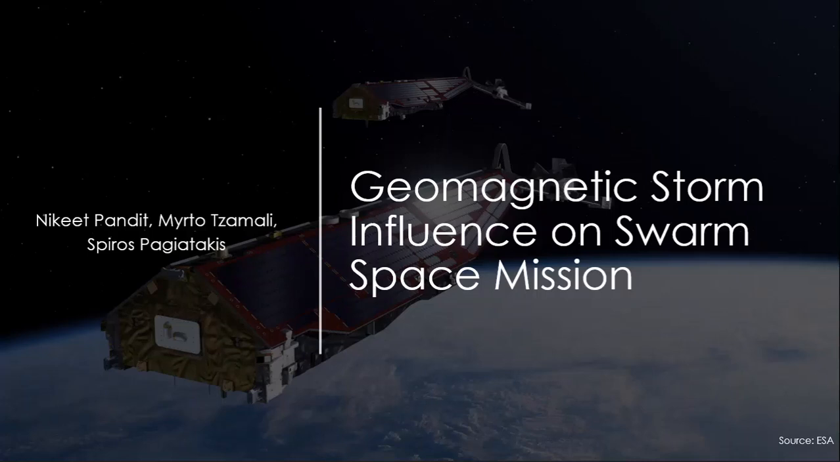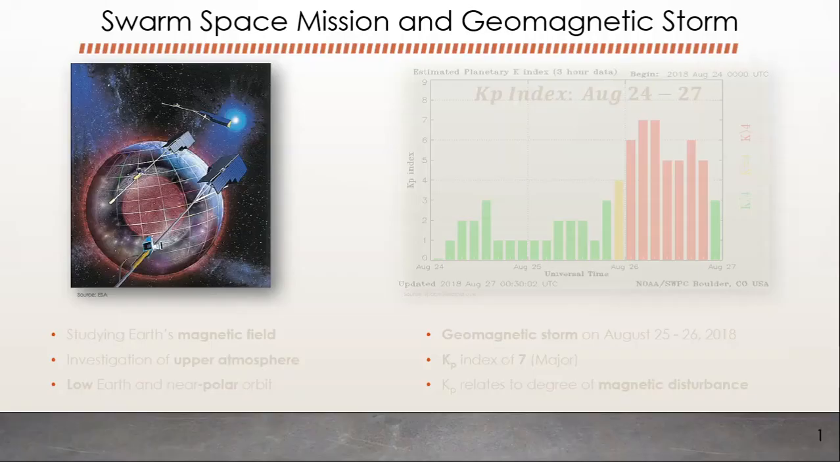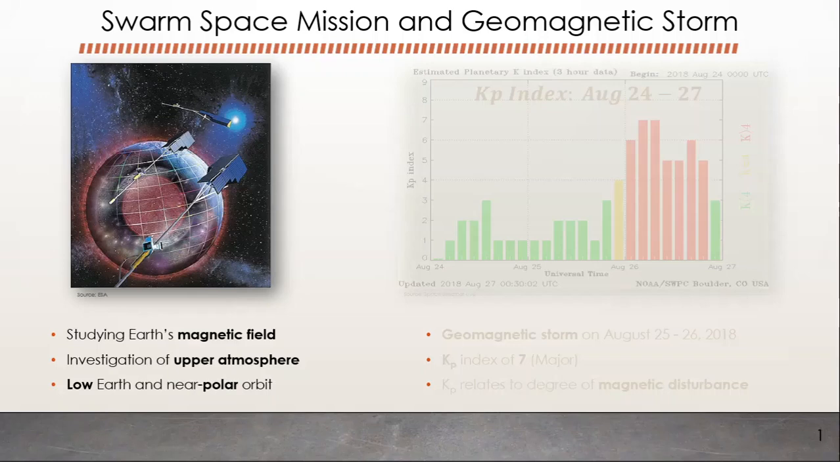Hi, my name is Nikit, and today we'll be looking at the geomagnetic storm influence on the SWARM space mission. So the SWARM constellation consists of three identical spacecraft which study the Earth's magnetic field and investigate the Earth's upper atmosphere. The constellation was launched in 2013, and the spacecraft fly in a low Earth near-polar orbit.